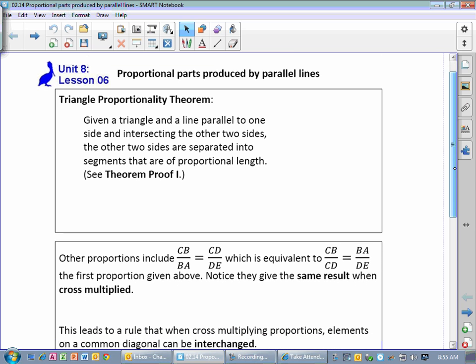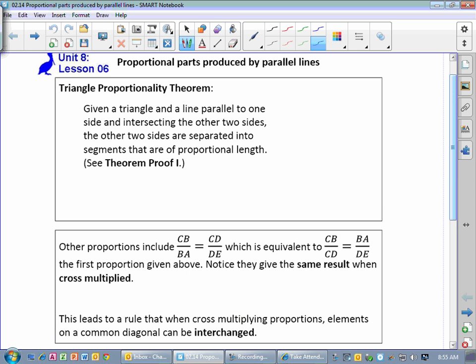Isocrates theorem. So given a triangle, let's draw a triangle. Given a triangle and a line parallel to one side and intersecting the other two sides. So I'll draw a line straight across here. This line right here is parallel to this side, and it's intersecting the other two sides. The other two sides, the diagonals here, are separated into segments that are proportional in length.